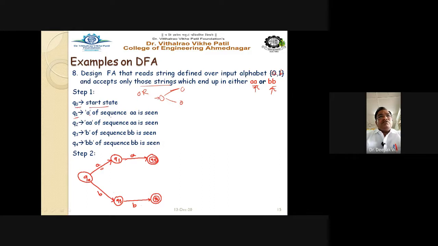At Q1, the sequence a is seen here, and at Q2, double a, that is the sequence of a seen here. So this is nothing but aa. Now Q0 on b goes to Q3, which is b of the sequence bb seen here. If I complete Q3, I will find the string b, and if I completely go to Q4, I will find the string bb. Right? So this is the case.